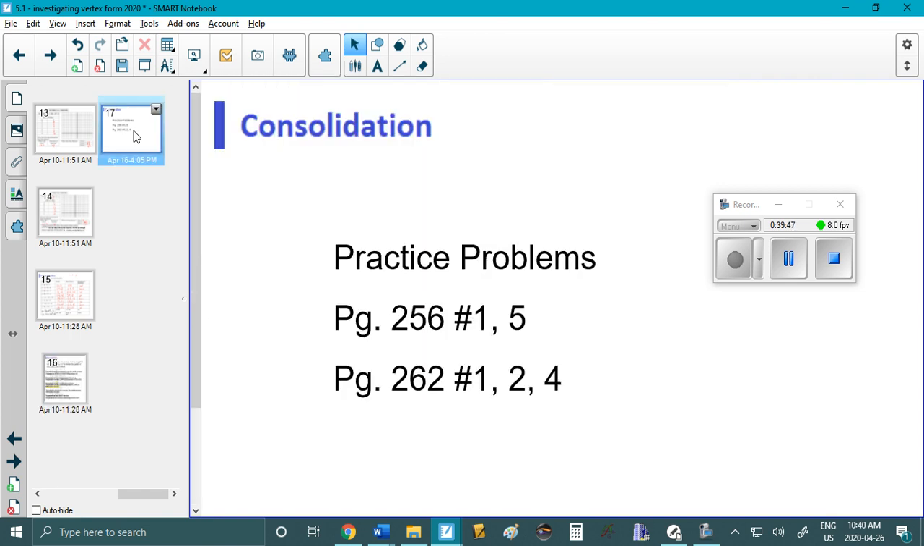Here's the homework. Make sure you check your answers in the back, just to make sure you're on the right track. And the homework shouldn't take you very long. I'm hoping like 20 minutes for the homework hopefully is enough.